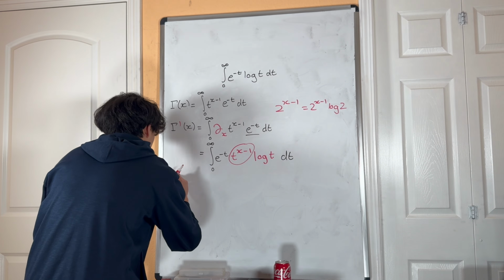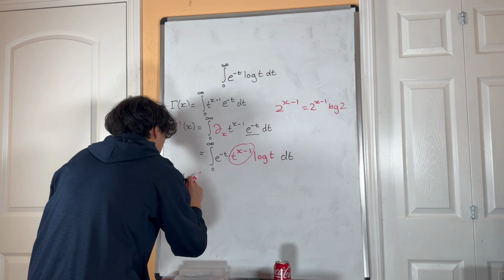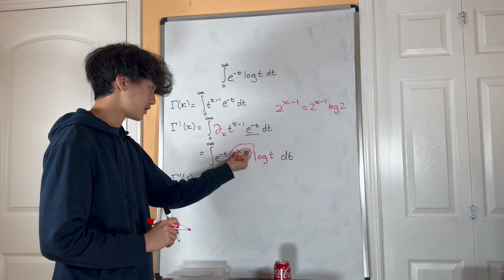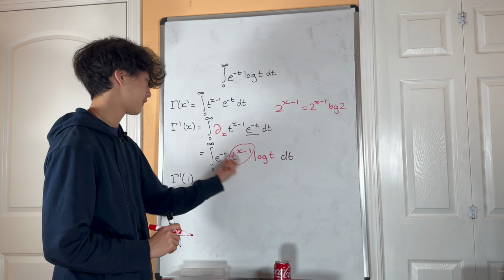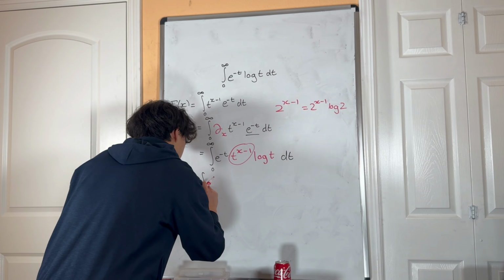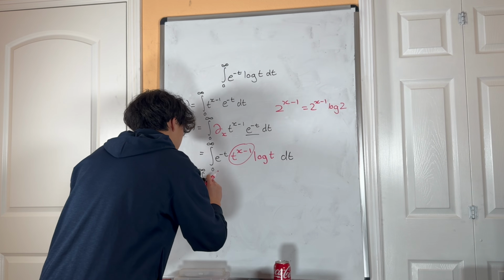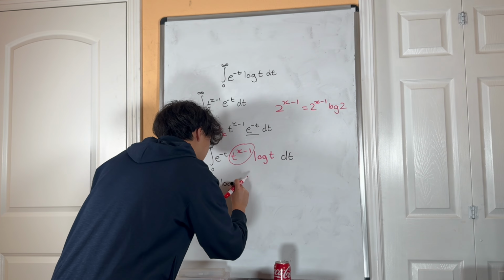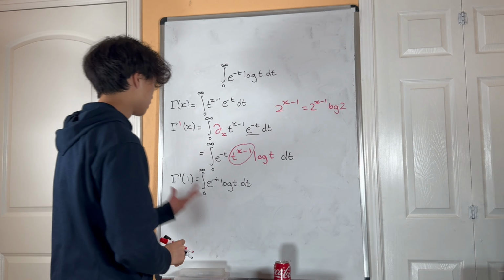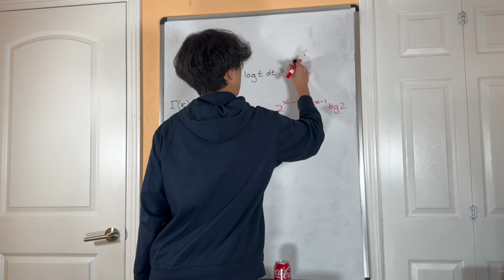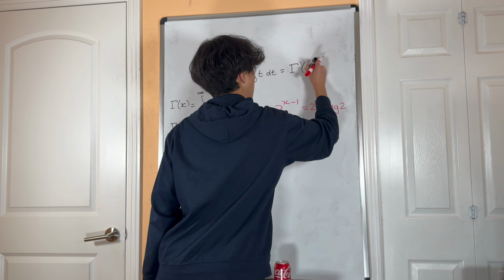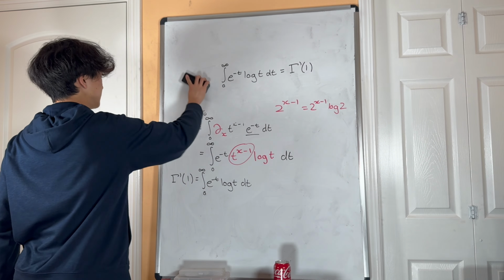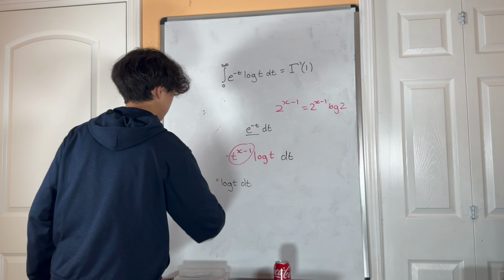So gamma prime of 1, well, it's going to 0 out the power here, which is going to make this factor 1. So this is just equal to the integral from 0 to infinity of e to the negative t log t dt. Okay, nice. So we just figured this relation out. But gamma prime, we haven't really worked with that function yet. How are we supposed to figure this out?